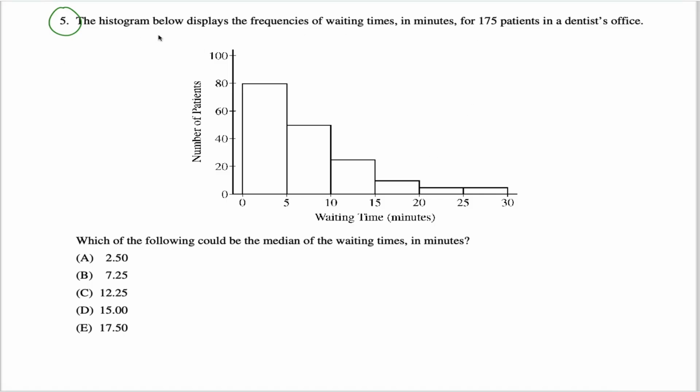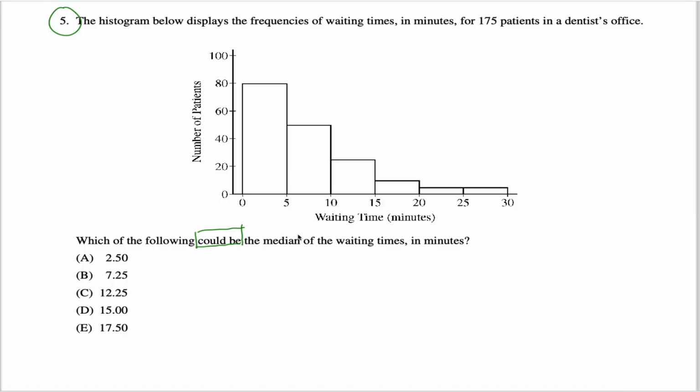What's going on in this problem is we got a histogram displaying the frequency of waiting times for 175 patients in a dentist's office. And what we're being asked is which of the following could be the median of the waiting time in minutes. Importantly, they throw this "could be" in here because it turns out there's not enough information to figure out the exact median of the waiting times. So how do you answer this question?